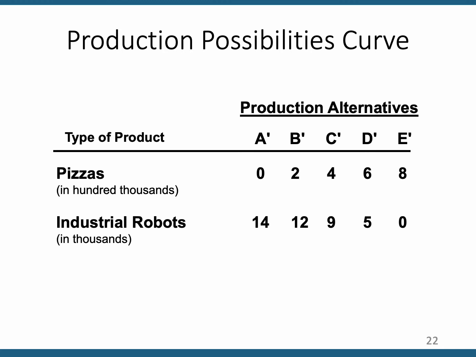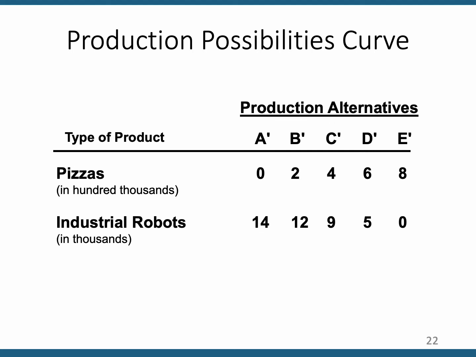Well, let's get back to our fictional economy, where we're only producing pizzas or industrial robots. Suppose our workforce was growing, our labor force. Suppose that's what's leading to economic growth. Well, you just increase these numbers, right? Now, if you had all of your workers producing just robots, they'd be producing 14,000 instead of, I think it was 10,000.